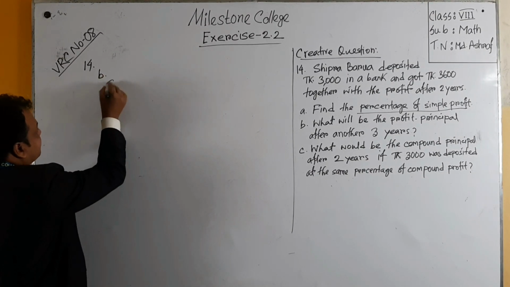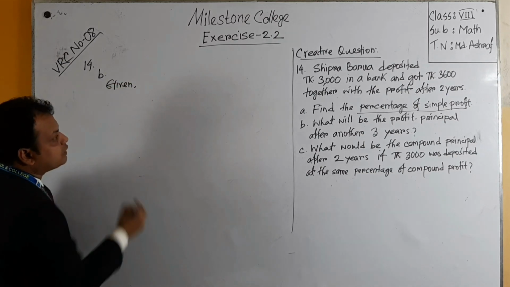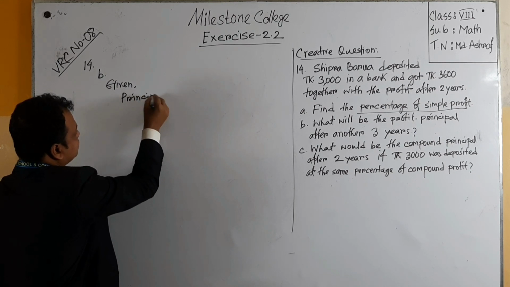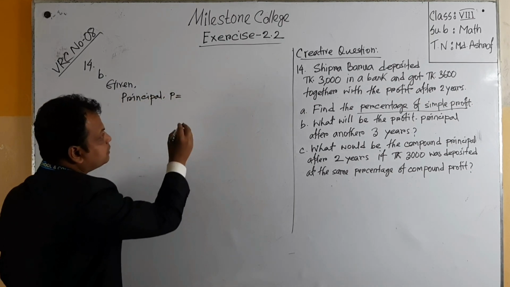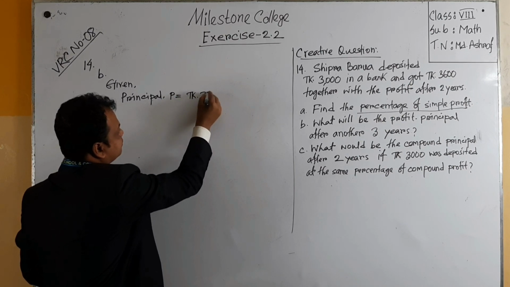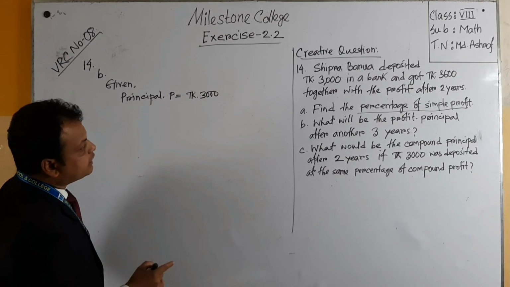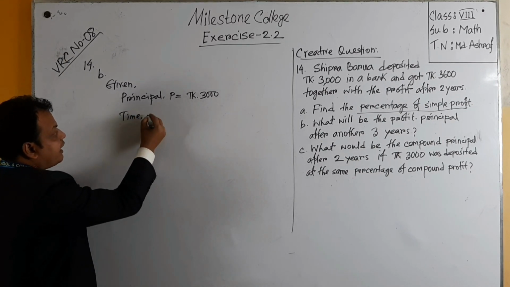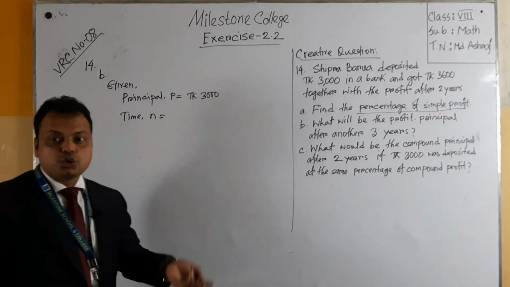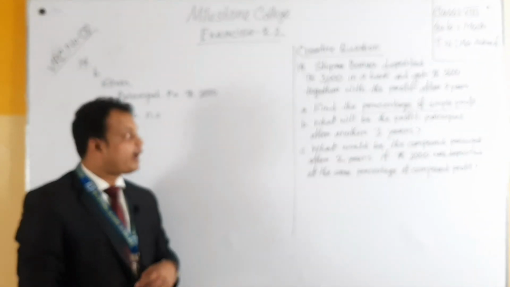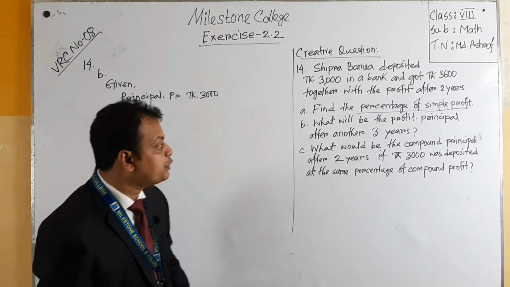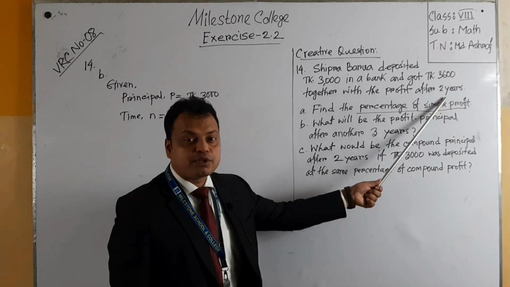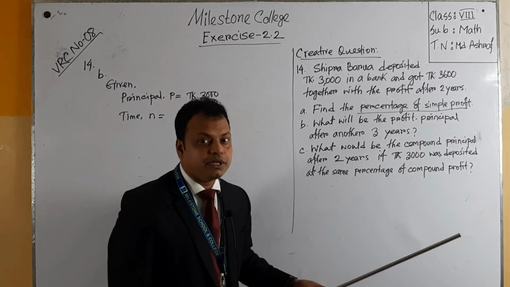B number given: principal, P equals Taka 3000, then another 3 years time. When we get another 3 years and after that another 2 years, we have to add this time with the given previous time. So here is another 3 years, and there was after 2 years. These 3 and 2 will be added.